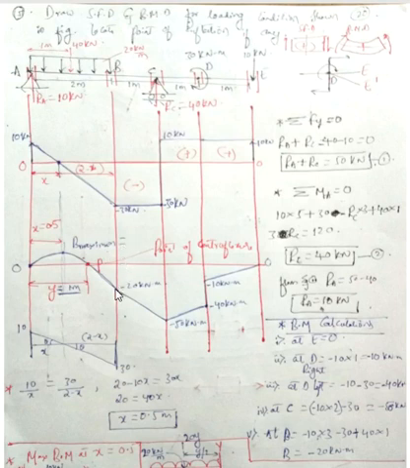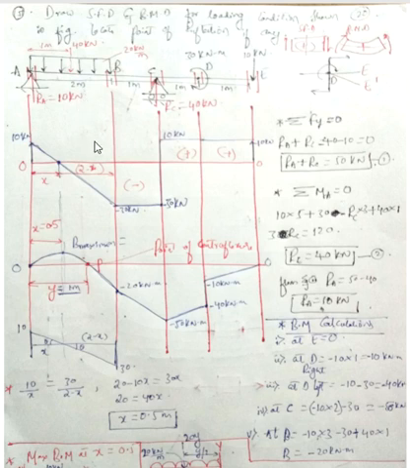So I need to join from this curve, take positive up to 2.5, and then from here I need to get it back to 0. But look at the curve, it is parabolic because there is a UDL here. Now this we already know.